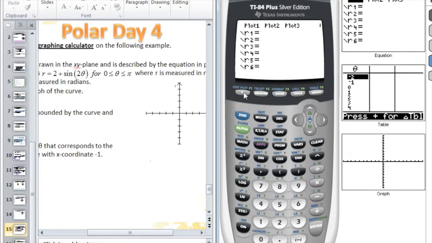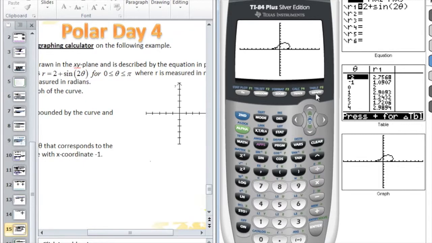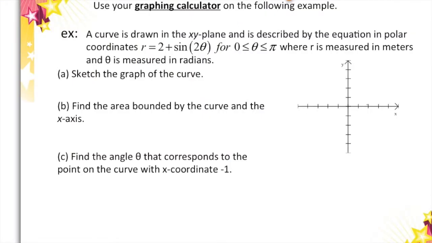Oh, and let's put the equation in. So the equation is 2 plus sine 2 theta. So 2 plus sine 2 theta. And now we graph it. And that's the kind of graph that we have. So let's go ahead and graph that on here. So it looks like it starts at 2, then it comes out, crosses through at 2, and then does kind of a little squiggly thing and comes down to 2. So that's our sketch of the graph of the curve.